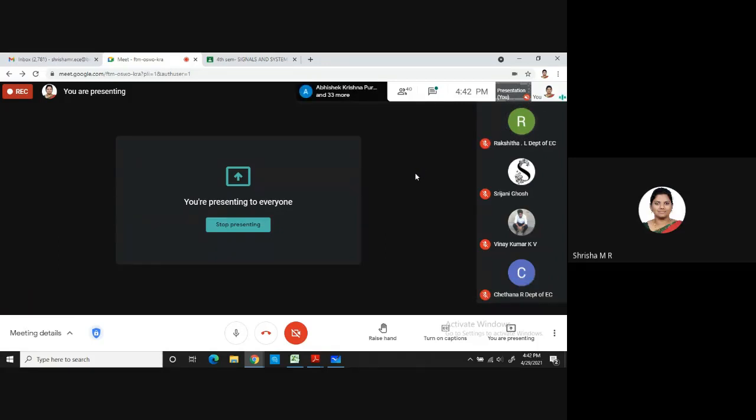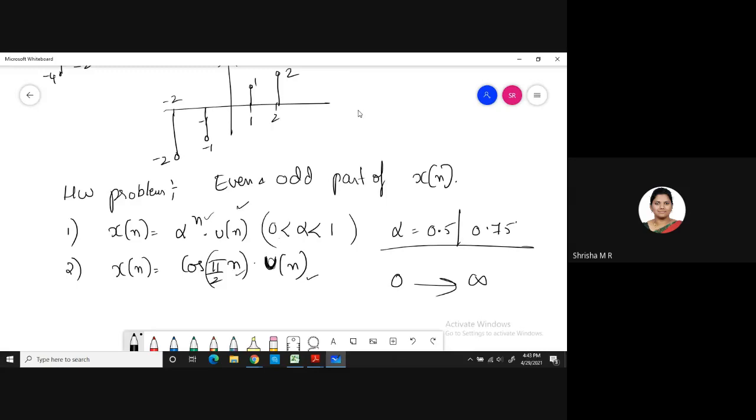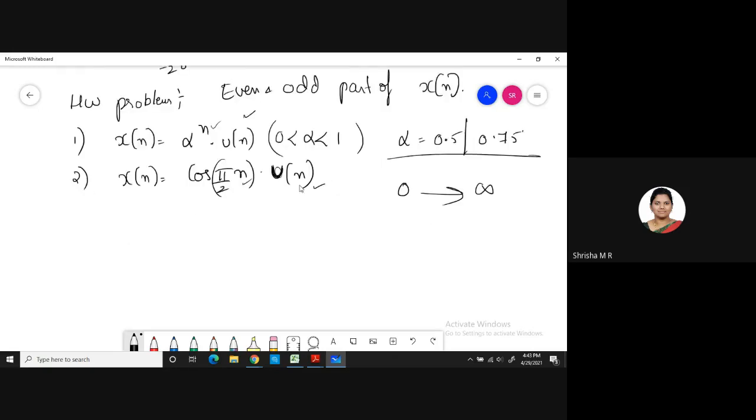So we have seen different types of classification of signals, right? And operations on signals, correct? Classification of signals, we have seen discrete time, continuous time. That is the basic classification. You'll be solving problems on periodic and non-periodic signals, even and odd signals, and energy and power signals. Those three classifications have problems: periodic and non-periodic, even part and odd part, and energy and power signals.